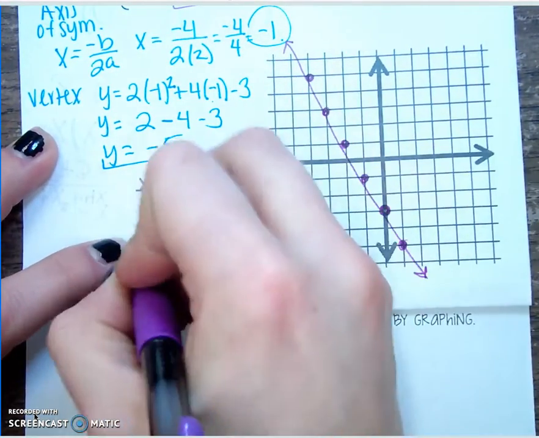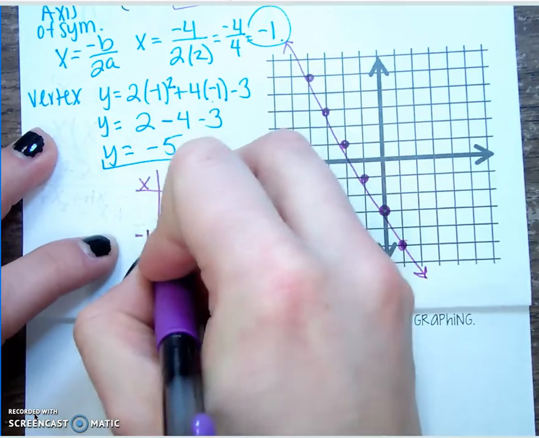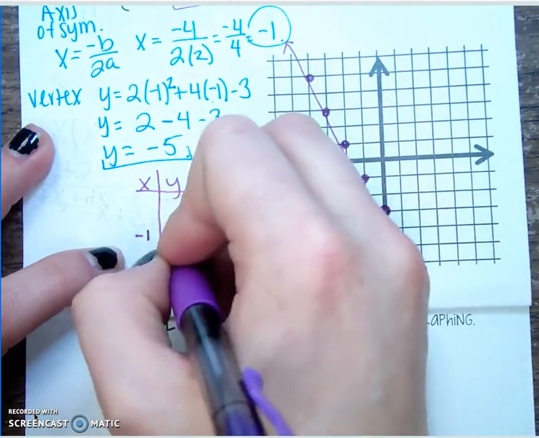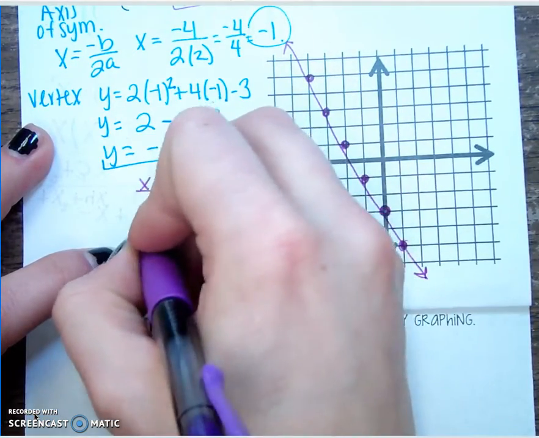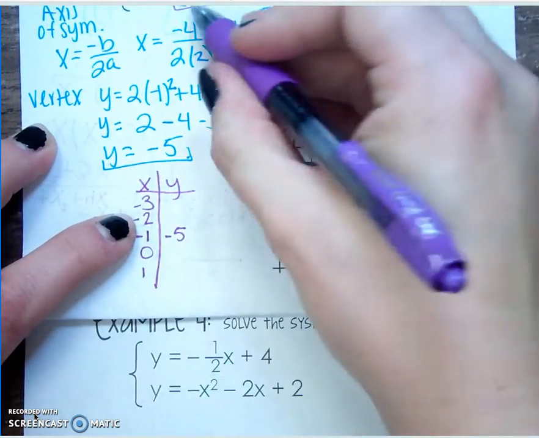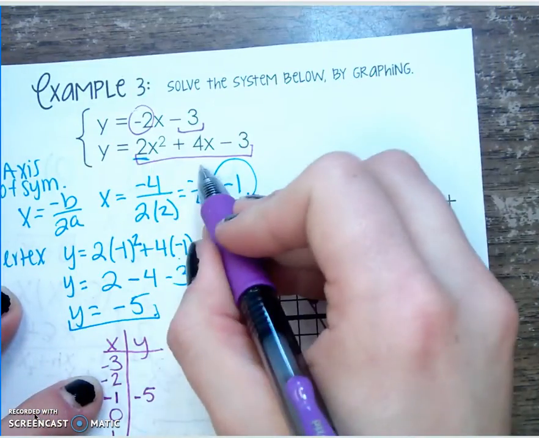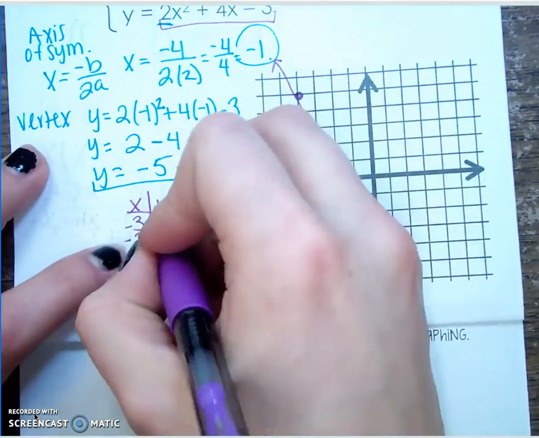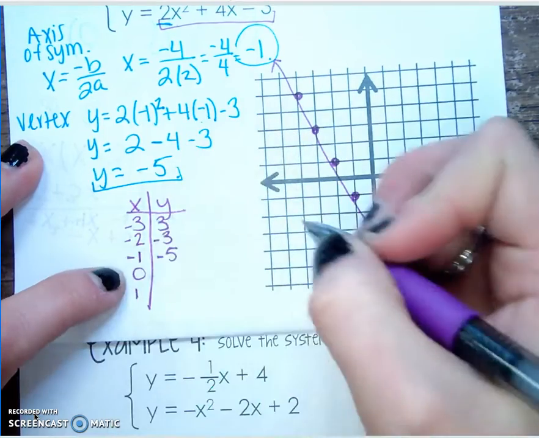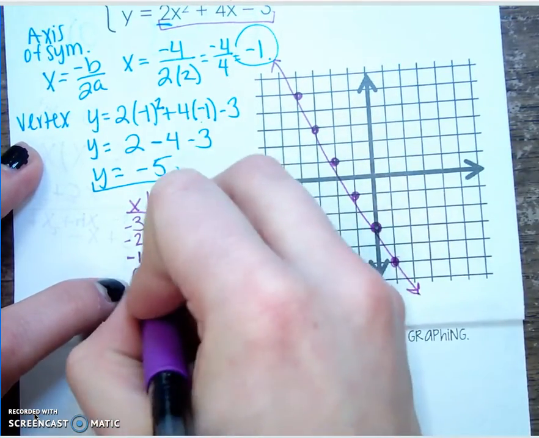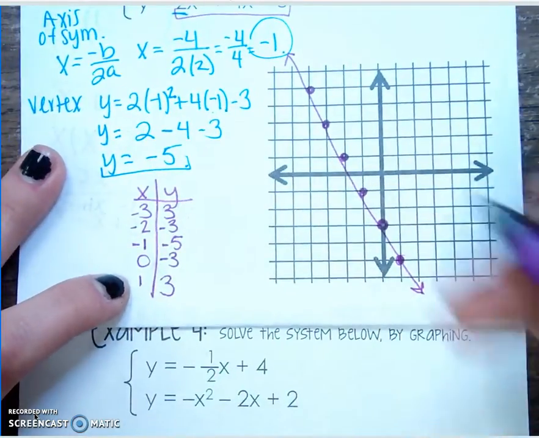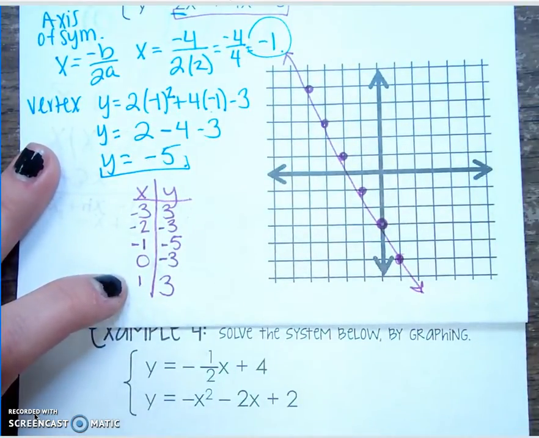I'm going to put my vertex in the middle. And I'm going to pick 2 points on either side of that axis of symmetry. So I'm going to go to negative 2, negative 3, and I'm going to go to 0 and 1. Plug in each of those x's up in here to solve for y. Negative 3 will give me 3. Plug in negative 2, it'll give me negative 3. Plug in 0, it'll give me negative 3, and plug in 1, it'll give me positive 3, and go ahead and graph those. I'd graph it in another color if you have one.